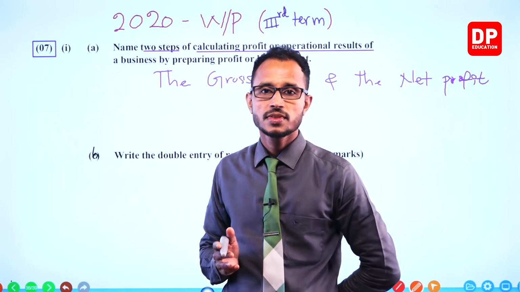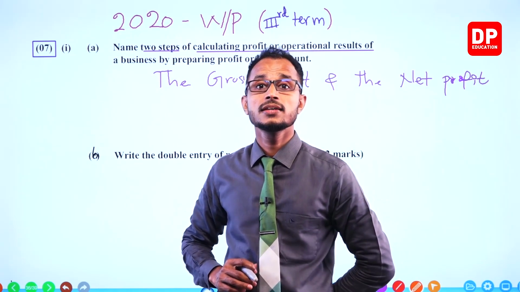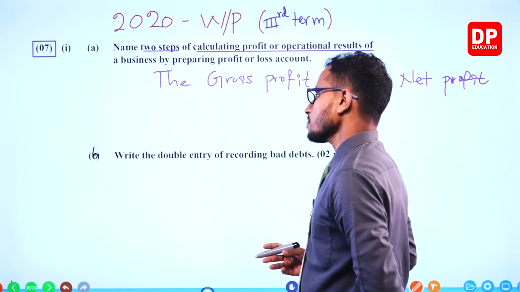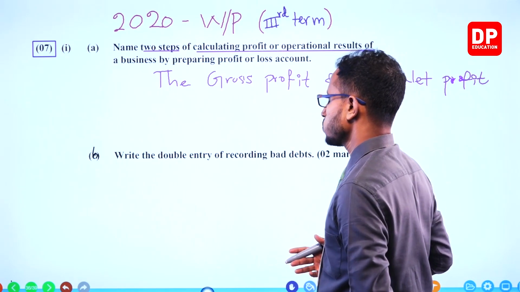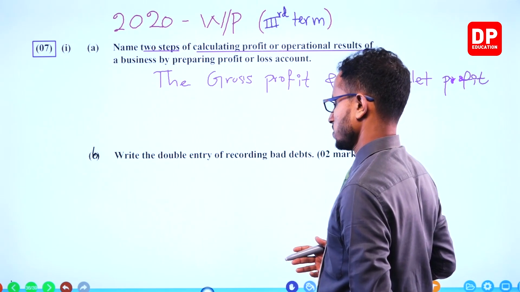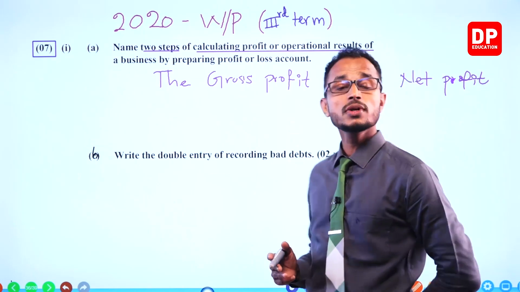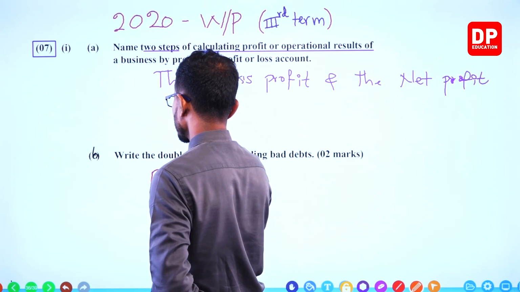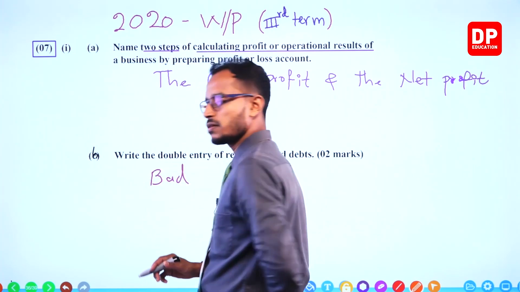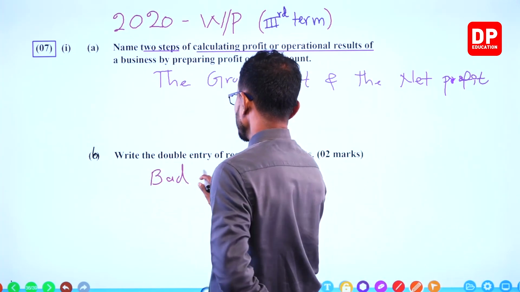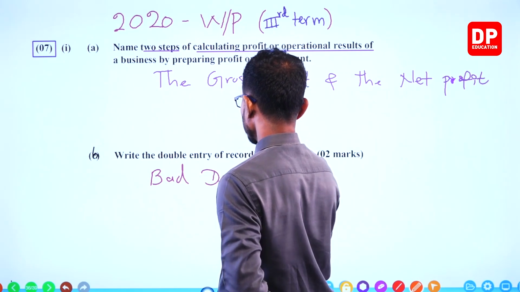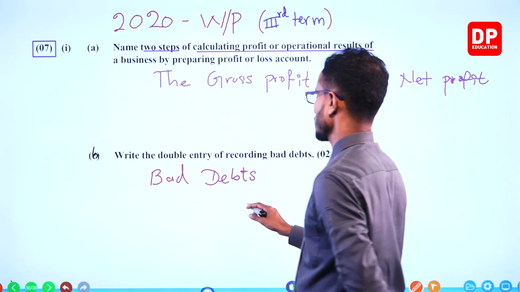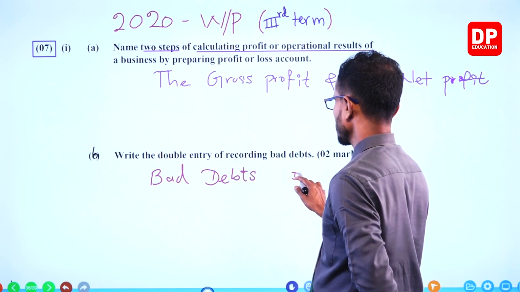When that happens, we call it a bad debt. So it's a loss, of course. What's the double entry to record this transaction? Because it's a loss or an expense, because bad debts is an expense, you debit the bad debts account. Bad debts, debit.